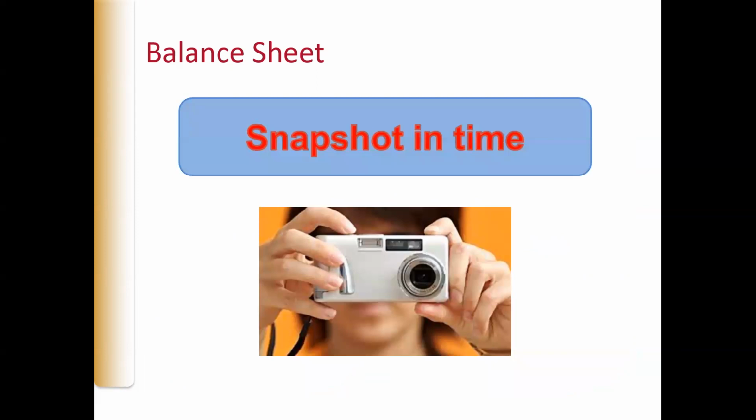Important to note, a balance sheet is normally prepared on the last day of the accounting time period. Might be at the end of the year, at the end of the month, at the end of the quarter. It's literally a snapshot in time.